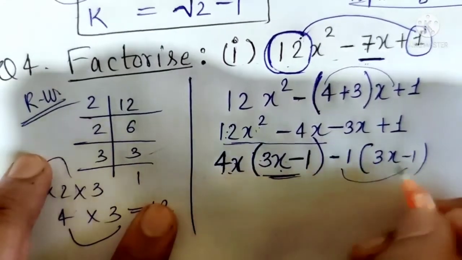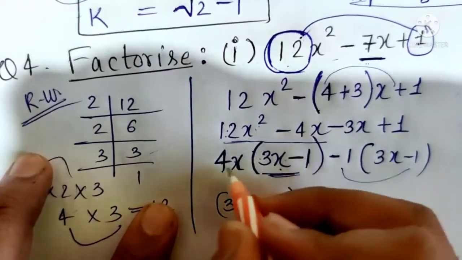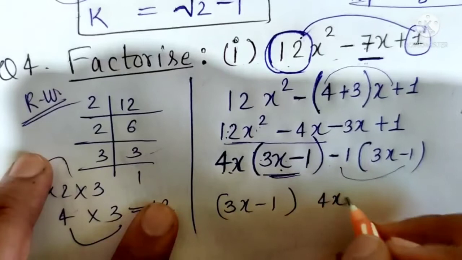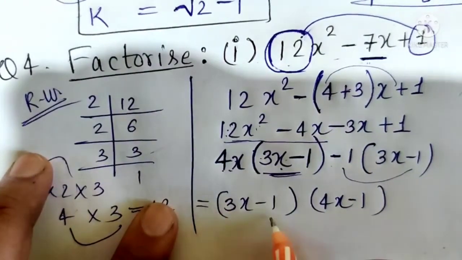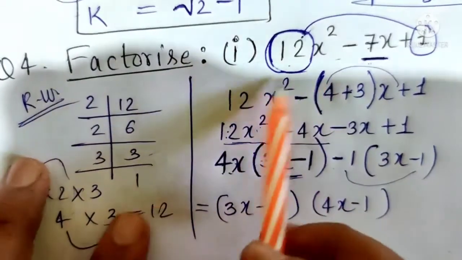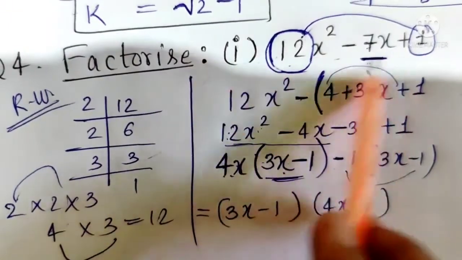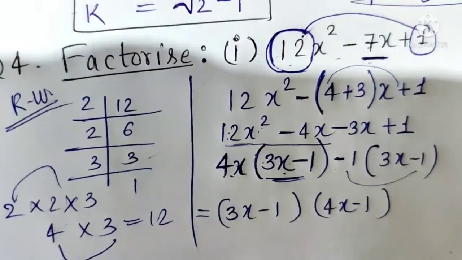It means, what are the factors? First, what is common? 3x minus 1 is common. So I will write it only one time: 3x minus 1. And the next term is what? 4x and this minus 1, which is not in the bracket. Minus 1. So here we can say these are the factors: 3x minus 1 and 4x minus 1 of 12x square minus 7x plus 1. So what have we done? Factorization. We have factorized this expression by splitting the middle term. So I hope it is clear to you.